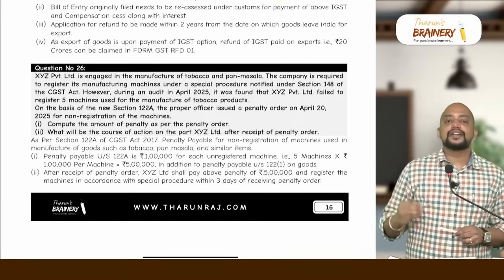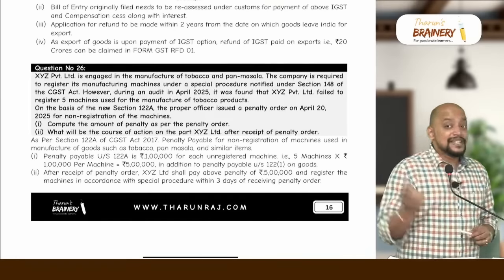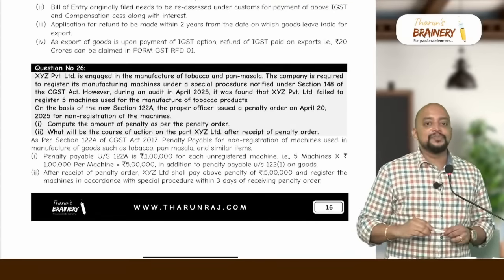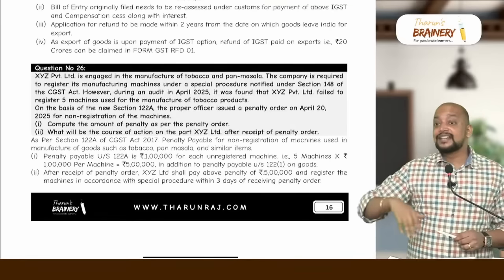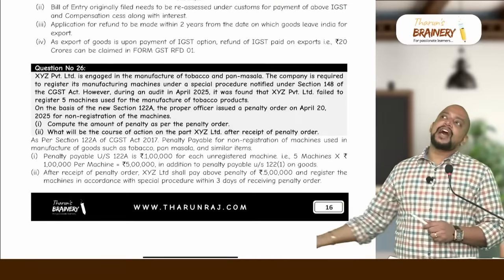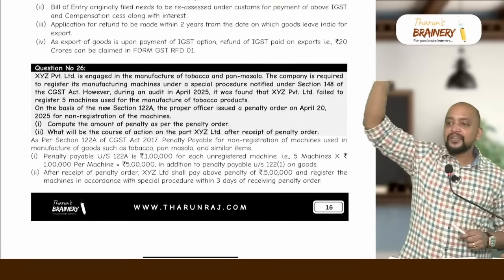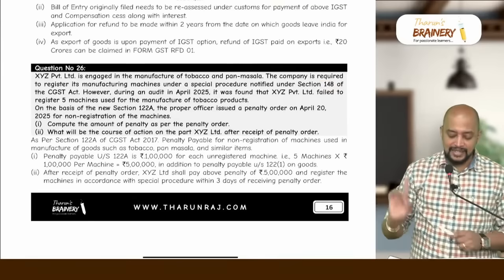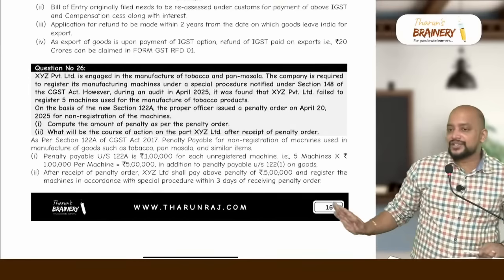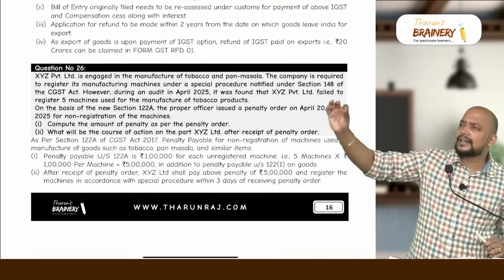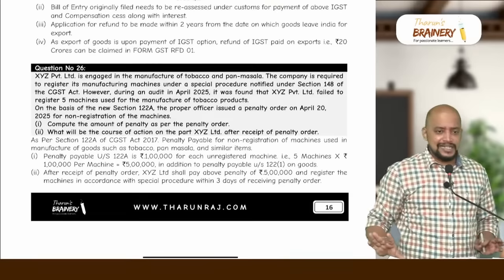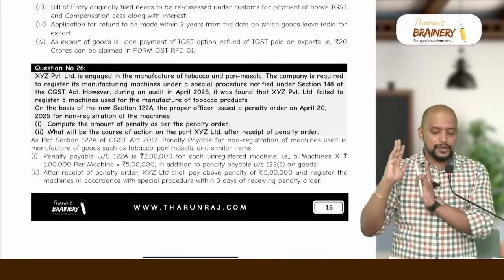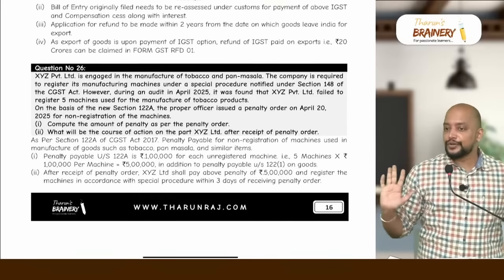So, penalty payable under section 122A of the CGST Act is 1 lakh for each unregistered machine, which means 1 lakh into 5, that is 5 lakhs, but this is under the CGST Act. Suppose if they ask for total penalty, into 2, so 10 lakhs will be the penalty, got it? So 1 lakh under the CGST Act. Mostly you will get provisions only under the CGST Act. 99.999999% of the cases, it will be the CGST Act only that will be tested in the exam. IGST Act rarely will come in the exam. So don't break your head in that. CGST Act only you need to first determine.